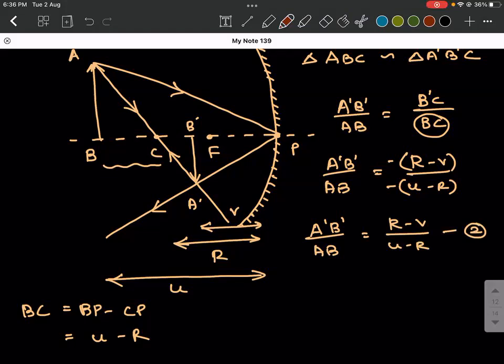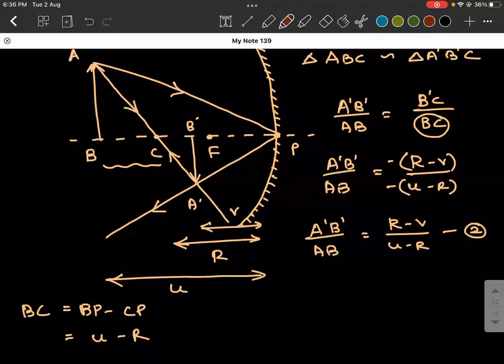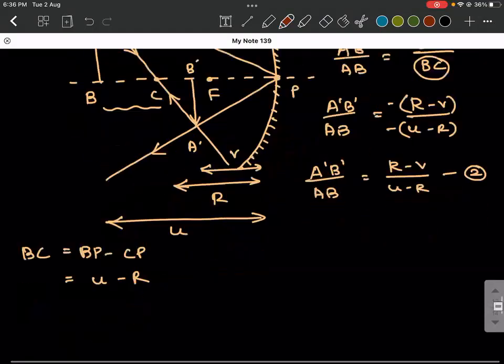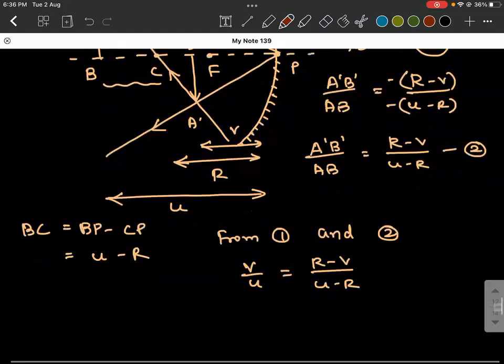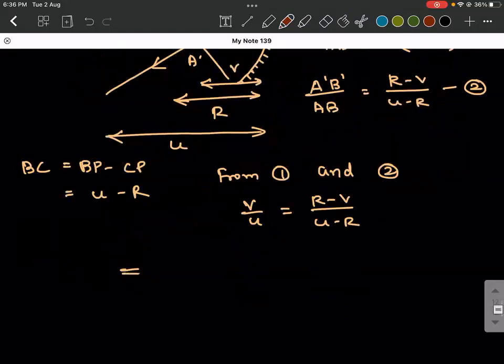Is that point clear? So what I can do is from 1 and 2. From 1, what is there? A dash B dash by AB is how much? V by U. So R minus V divided by U minus R. So when you cross multiply, VU minus VR is equal to UR minus UV.